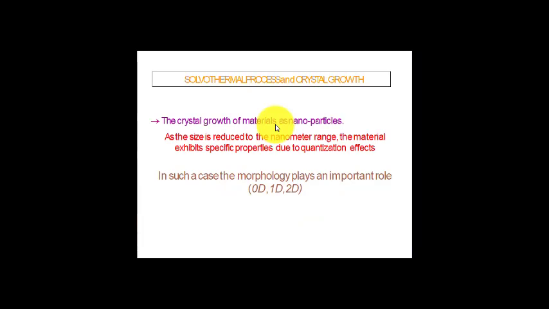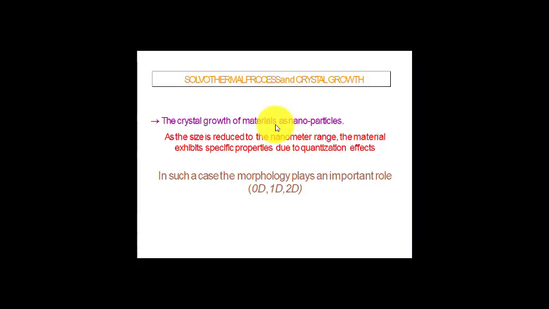The third one is the crystal growth of materials as nanoparticles. We have discussed a lot about the introduction of nanotechnology or nanomaterials, where we have discussed their potential activities and properties, enhanced properties, all kinds of properties. So as the size is reduced to the nanometer range, the material exhibits specific properties due to quantization effects. In such a case, the morphology plays an important role.